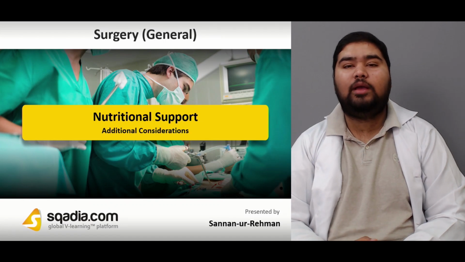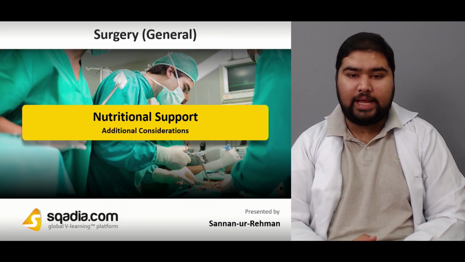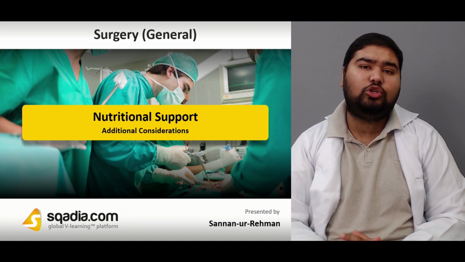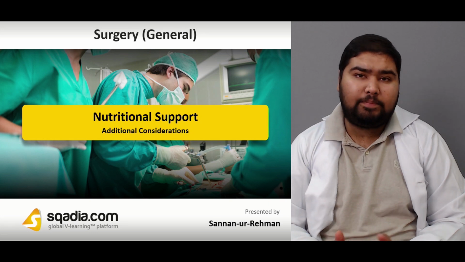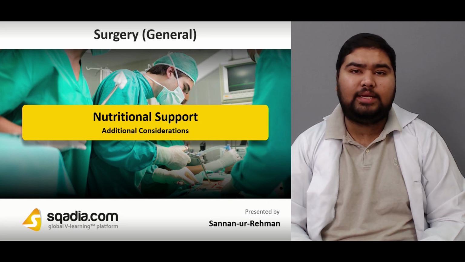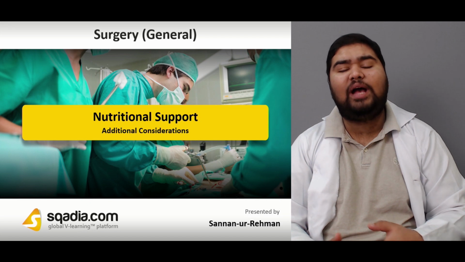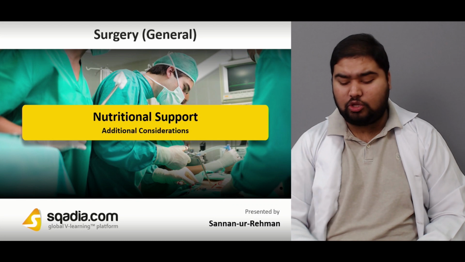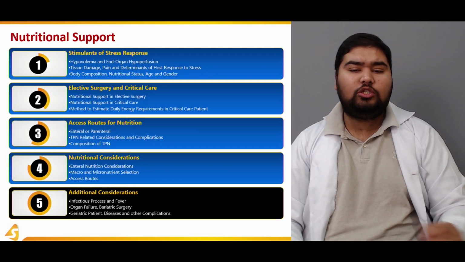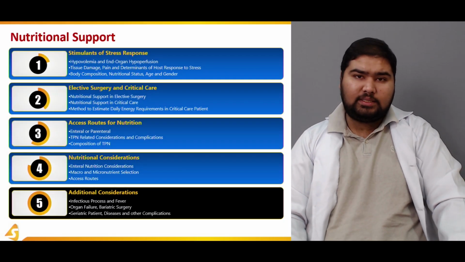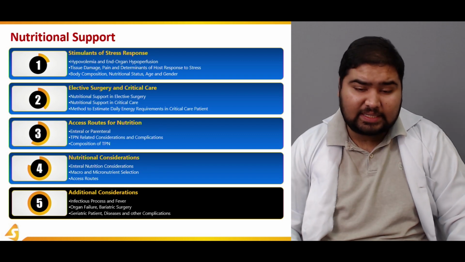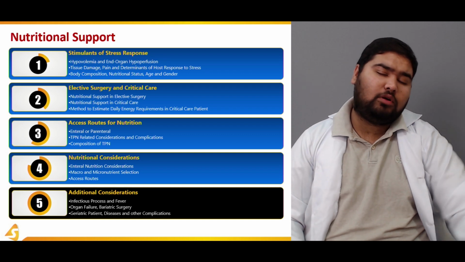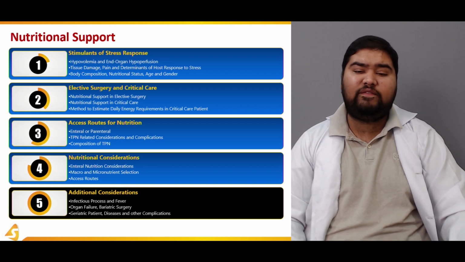So we're still talking about the nutritional support, and now we'll deal with the additional considerations, that is what you should look for in a patient with nutritional abnormality, and in certain conditions what you have to add if there are certain pre-existing conditions in your patient. So we'll talk about the infectious process. We'll see how the fever affects nutrition. We'll see organ failure in detail, and we'll talk about the nutritional changes in organ failure.